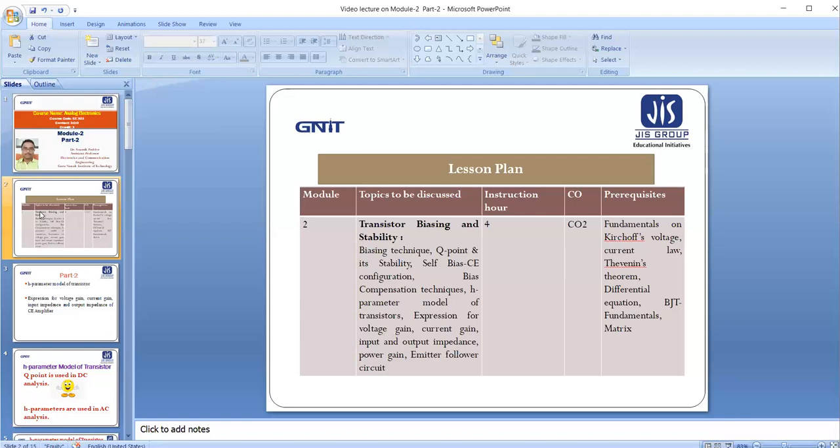But for proper understanding of this module, the prerequisites needed are fundamentals of Kirchhoff's voltage and current laws, Thevenin's theorem, differential equations, BJT fundamentals, and matrices. For understanding the H parameter model, matrix algebra, the normal current voltage equation, and Kirchhoff's voltage law are very essential for understanding this topic.